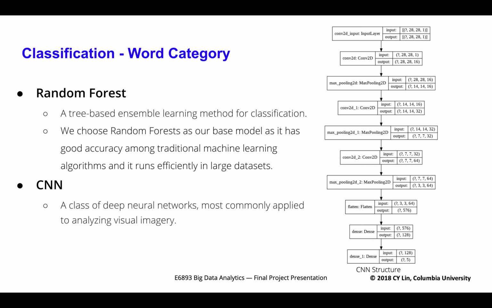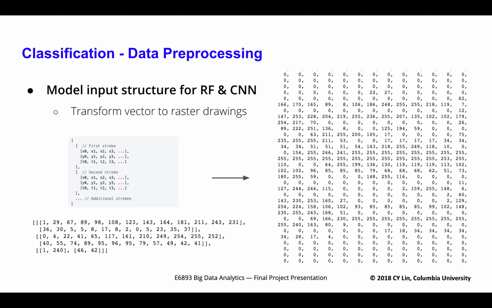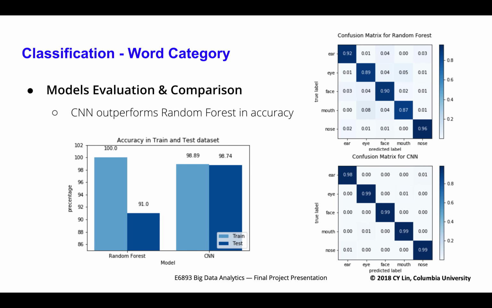Here on the right-hand side is our architecture of CNN. It has several convolutional layers followed by maximum pooling layers. Since the input format for both models is raster, we transform the vector drawings from our dataset to raster and feed them into the models. As we could see from the graph on the left-hand side, both models achieve good performance in this task.